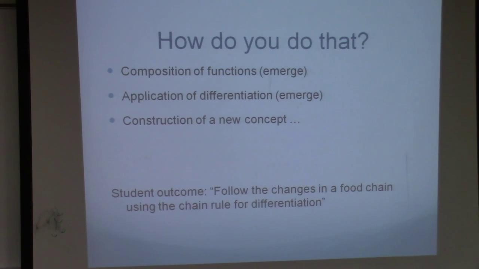And they talk about this stuff. And so they construct their own idea of how to do chain rule. And so this is what one student told me: They follow the changes in the food chain using the chain rule for differentiation. And I love that they used the word change in differentiation because that's what differentiation is. It measures your changes. It's the whole idea of calculus. How does a change in one variable affect another?